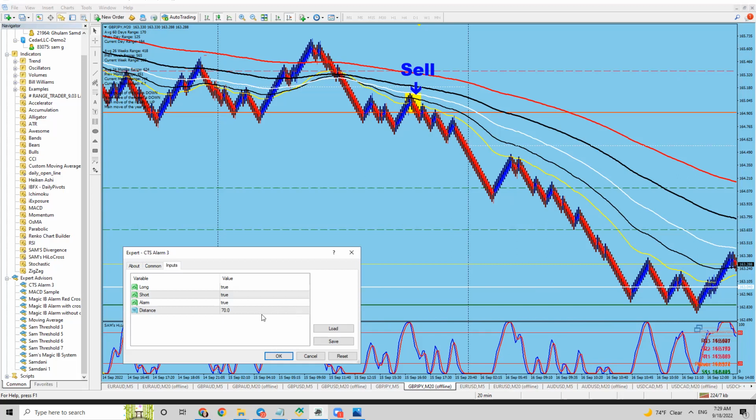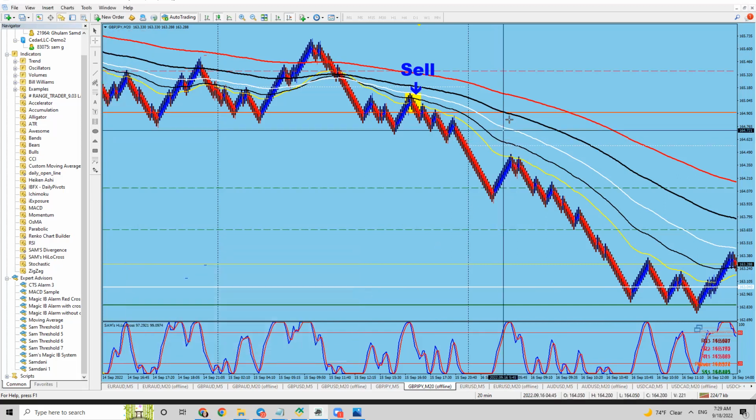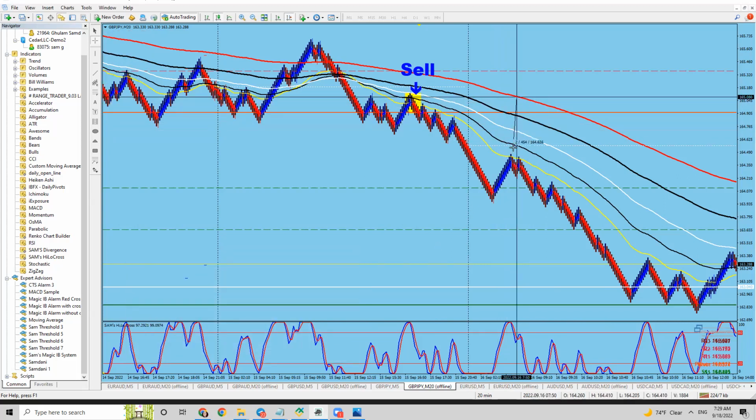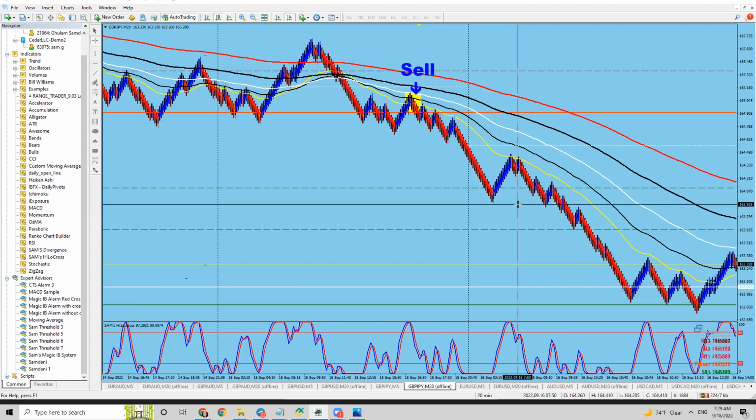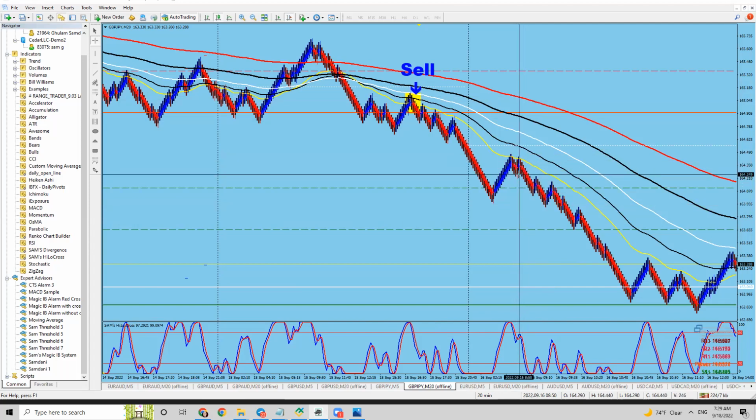But I was testing 60 pip on the Friday, so I changed it to 50. And what happened? The distance at the time of the entry was 65. My alarm didn't beep because it was more than the distance. My EA reads the distance, right? So I made it 60 and this was more than 60, so I didn't get it. If I had kept it at 70 pip distance, I would have taken this trade as well.